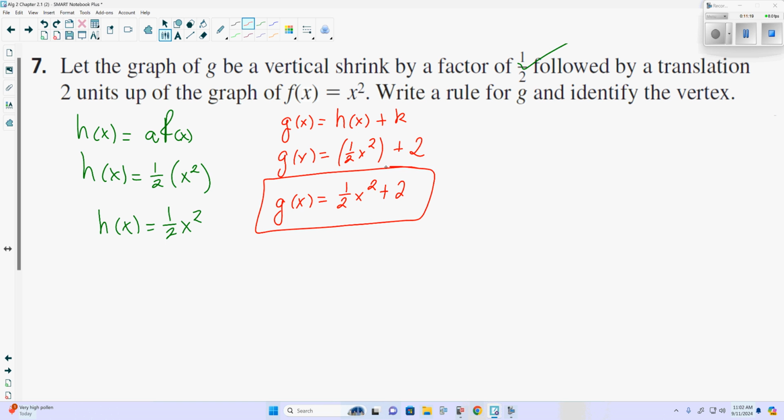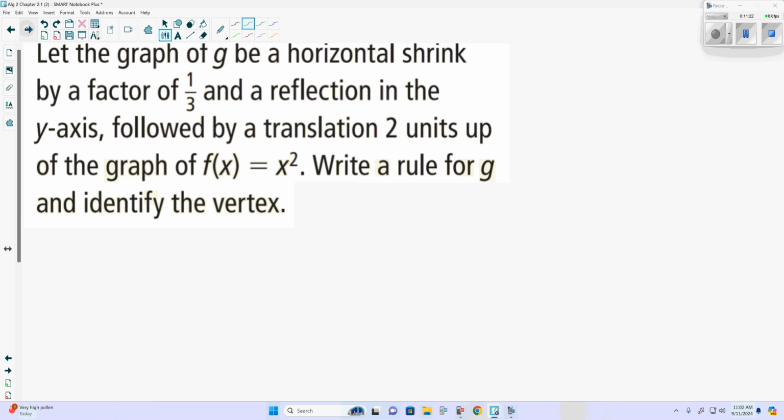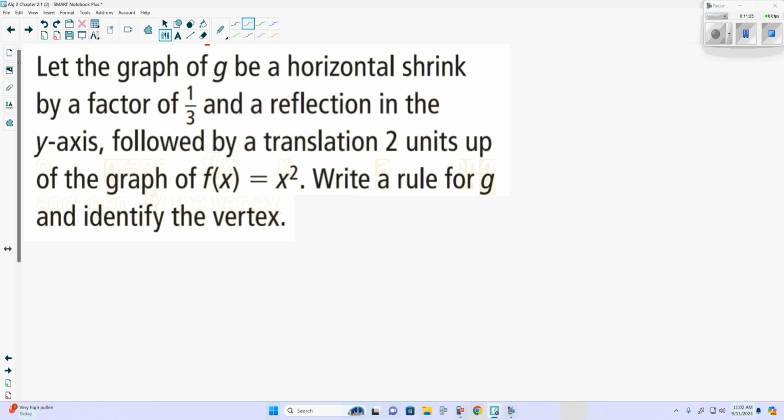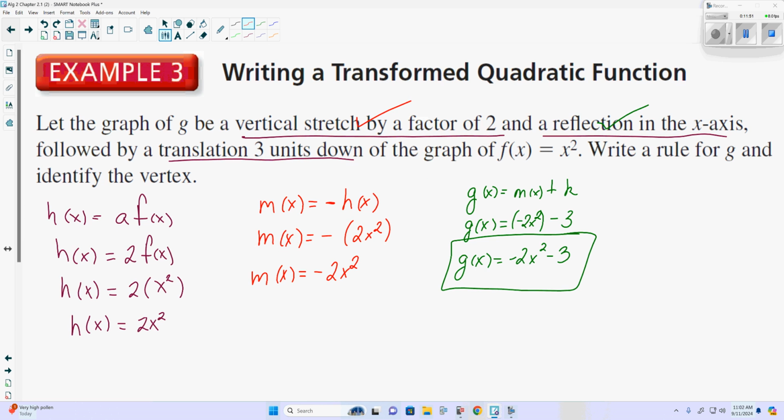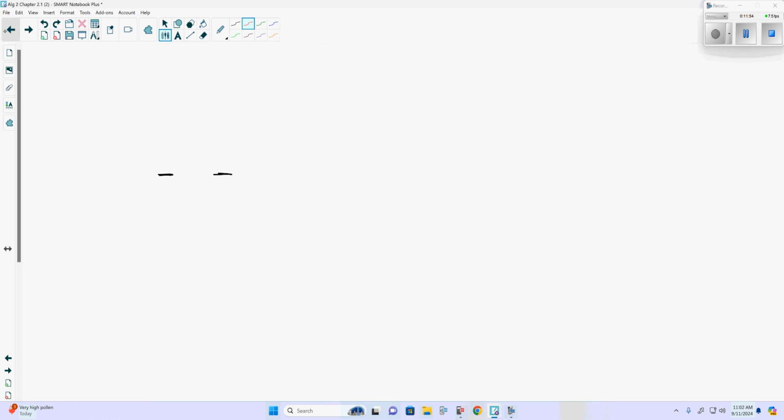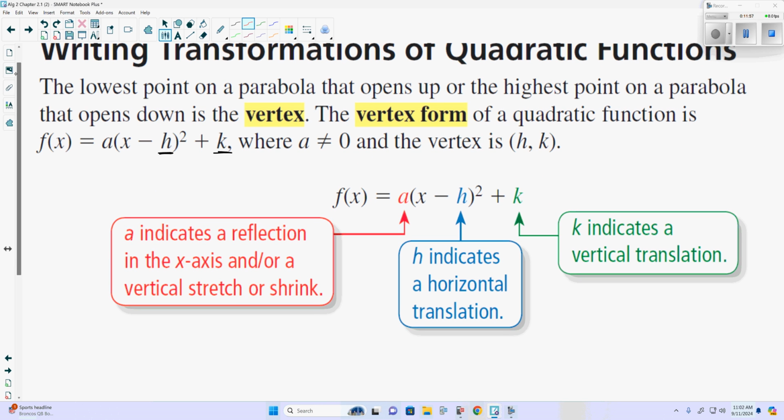Questions on this here? I believe this is the last one we have, yes? Let the graph of g be a horizontal shrink by a factor of 1/3 and a reflection in the y-axis followed by a translation 2 units up of the graph of x squared. Now, the way they've listed these out up to this point, they've done this in a particular order for a particular reason. Because here they said a parentheses x minus h close parentheses squared plus k. That's what they gave us.